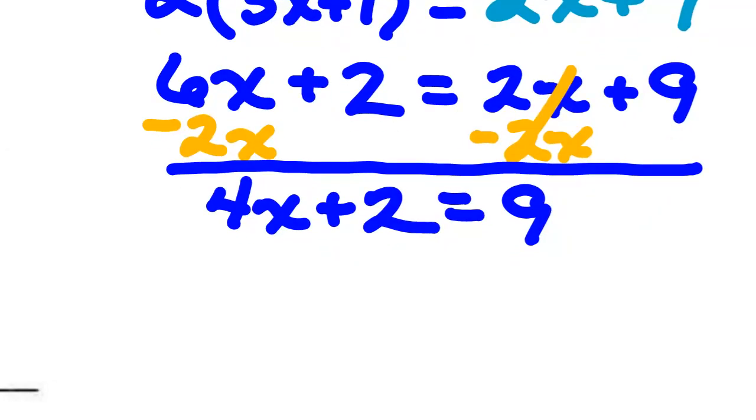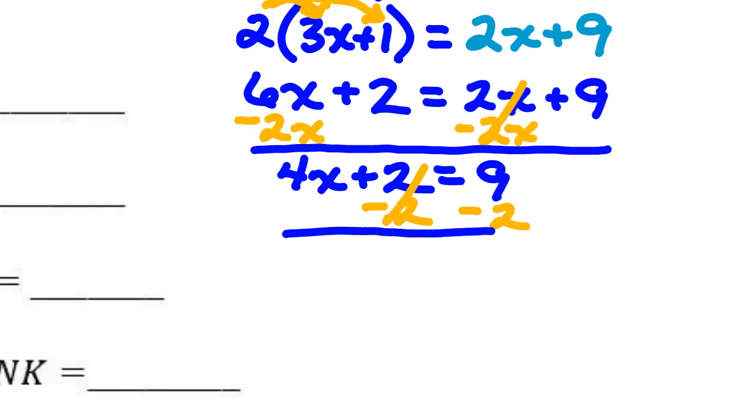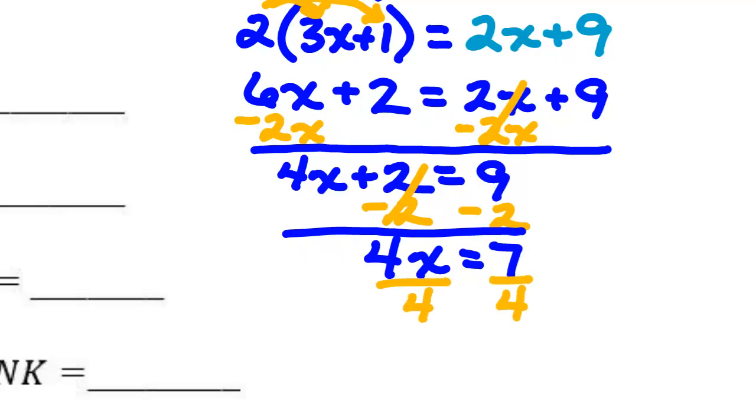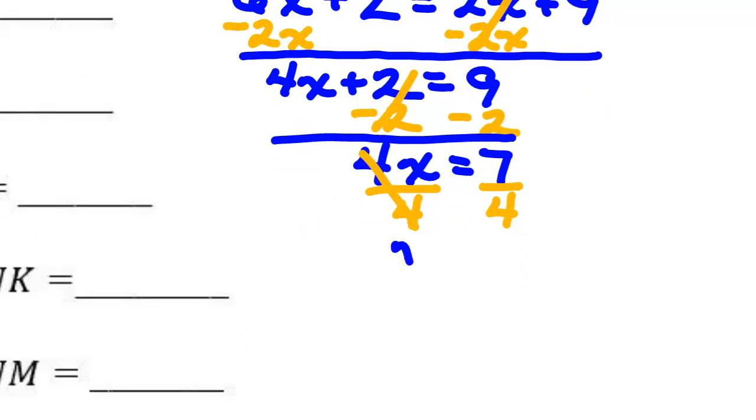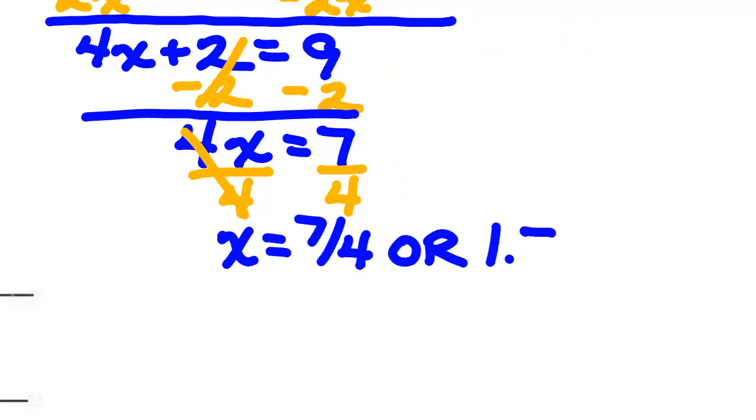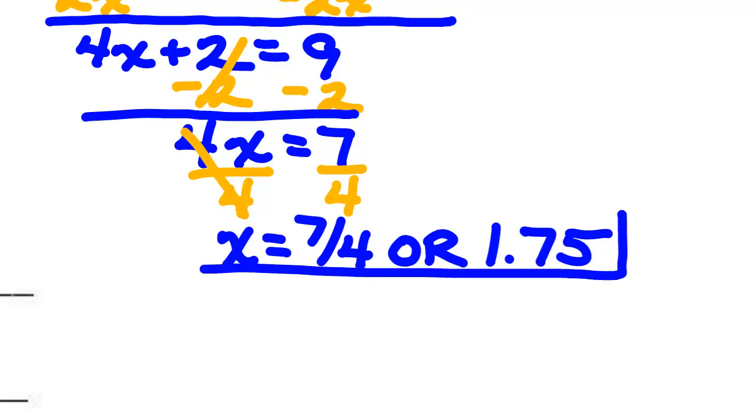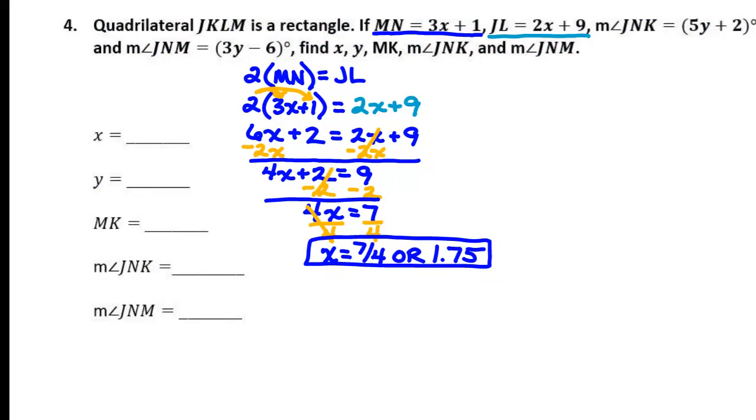And now what? Subtract 2 from both sides. So I get 4x equals 7. And then we divide both sides by 4. You can leave this in fraction form or in decimal form. Fraction form would just be 7 over 4. That's fully reduced. Nothing goes into 7 that also goes into 4. Or we can write this as a decimal. What is 7 divided by 4 on the calculator? 1.75. So your answer for x can be given either way, 7 over 4 or 1.75.